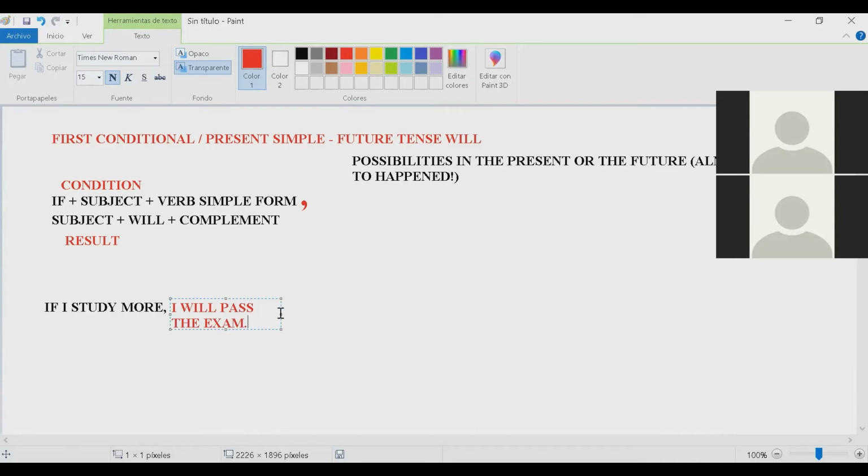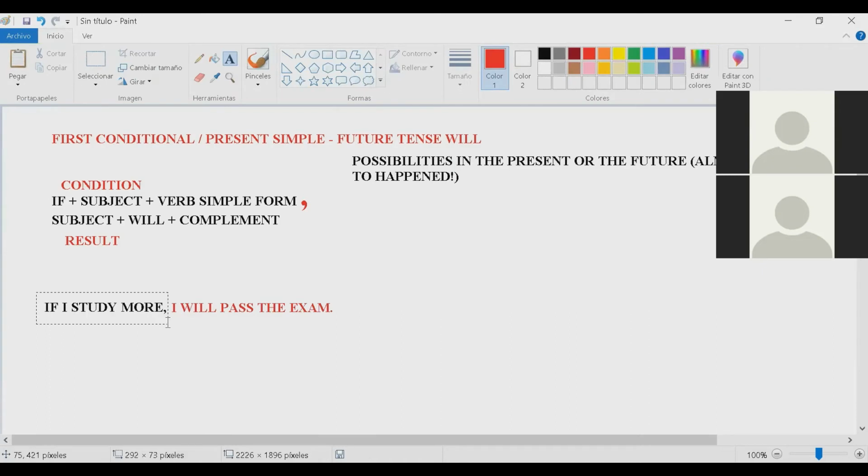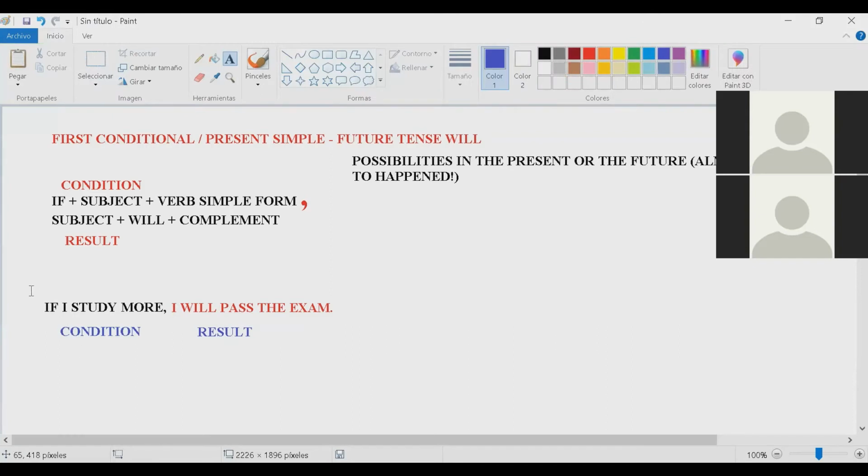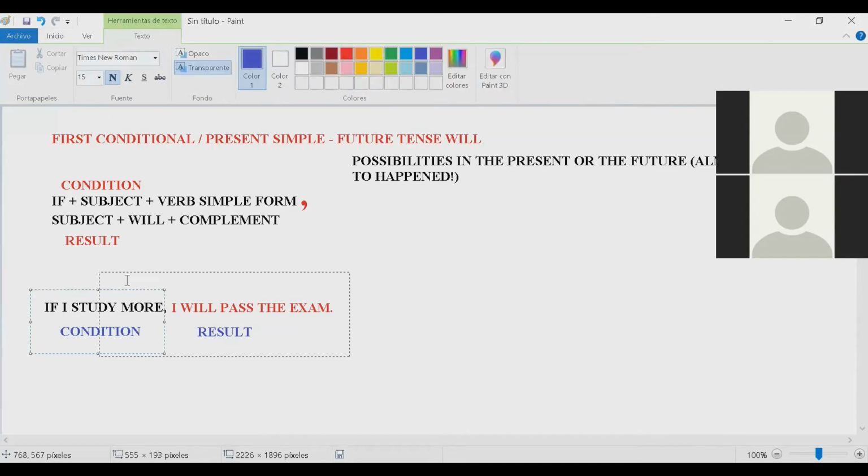Exactly, guys. This is a clear example, I think. If I study more, this is the condition, right? ¿Cuál es la condición? Si estudio más. What will happen? Possibly, casi seguro que va a pasar. Well, I will pass the exam for sure. That's something for real, almost. So here we have the condition, and here we have the result. So basically, we need this to have this.